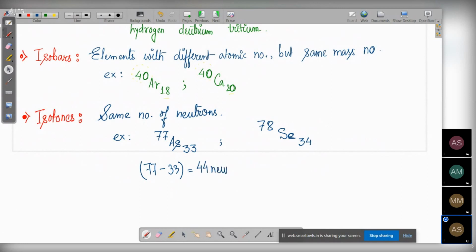77 minus 33 is equal to 44 neutrons. And here you have 78 minus 34. Mass number minus atomic number. That will give you again 44 neutrons. So in both the cases, you can see that 44 neutrons are present. So that's why we can be calling these species isotones.